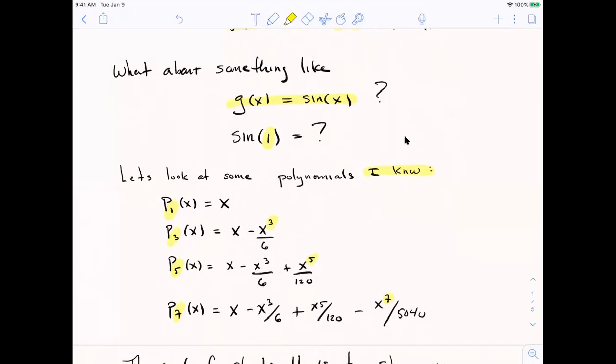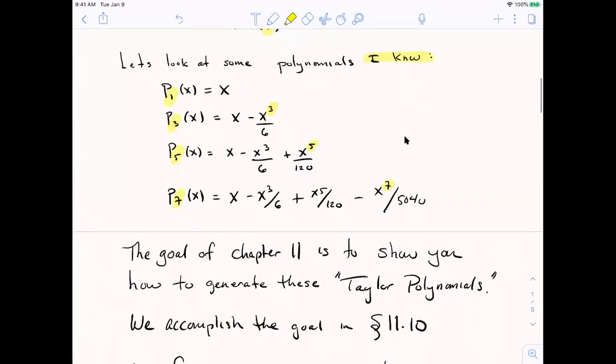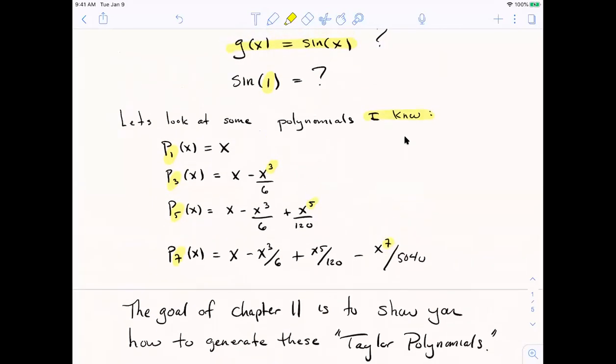So yeah, you're supposed to be sort of mystified. Why do these polynomials do that? Well, plot spoiler, your calculator knows these polynomials. And when you plug in something like sine of 1 into your calculator, it's really just taking one of these polynomials, probably a bigger one than P7. And I'm simplifying this conversation a little bit. Your calculator might have some fancier techniques, but for our purposes, you can just think that your calculator takes one of these polynomials and it plugs 1 into it.